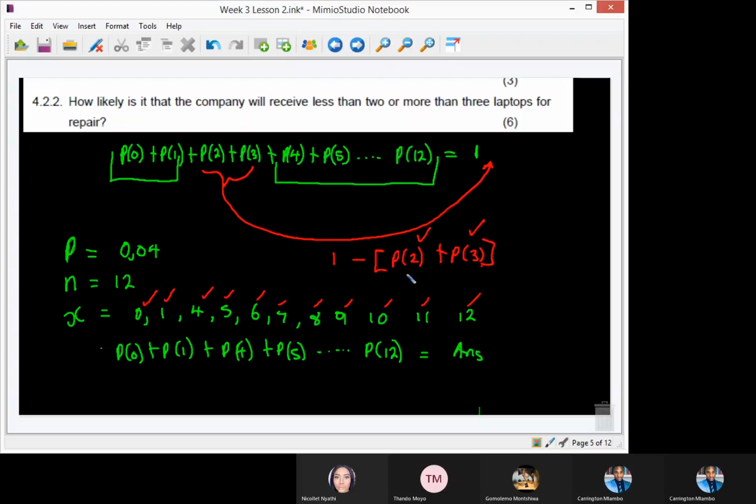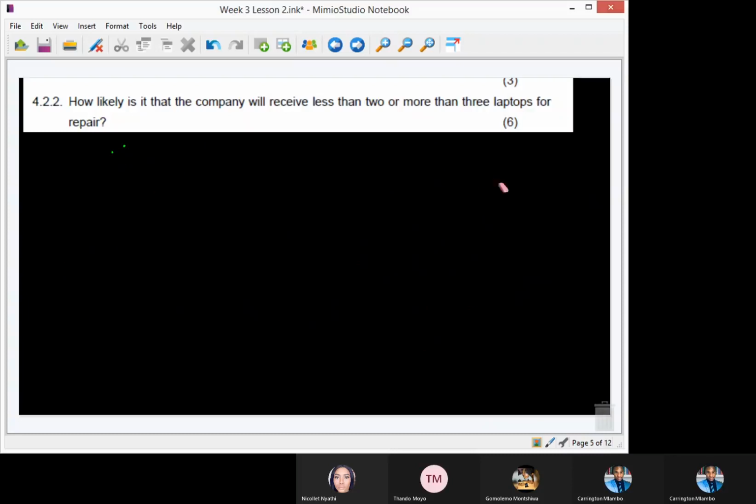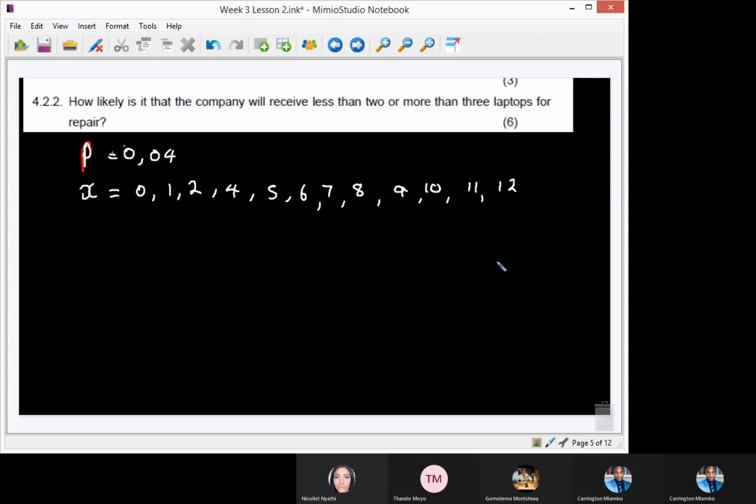Right. So now we see the formula. We'll just write it here now. So we said our P is 0.04. Our X is 0, 1, then 4, 5, 6, 7, 8, 9, 10, 11, 12. You cannot calculate all this. You can, but you take a lot of time. So the easier way is 1 minus the things that we don't need.